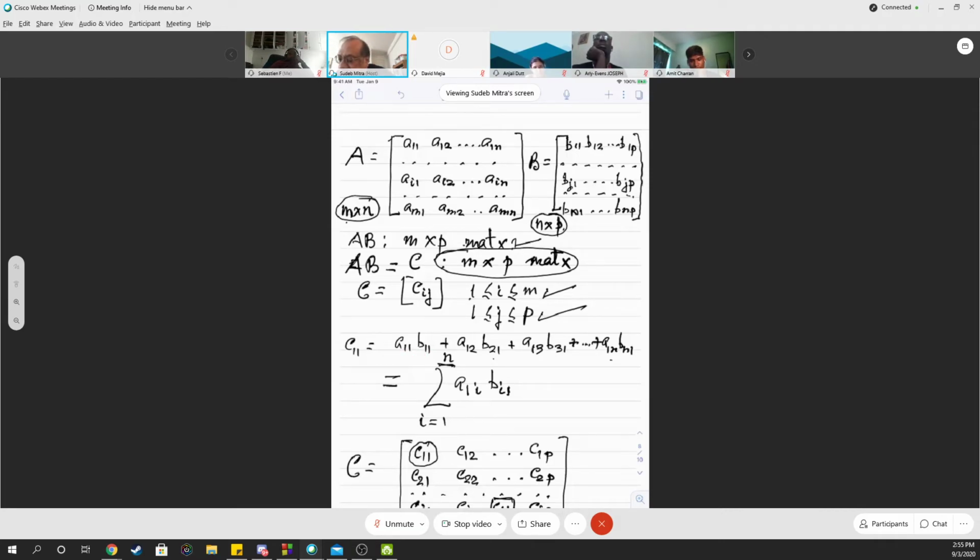So how many indices are there? The second index of 1 and the first index of B. Second index of 2, first index of B. Second index of 3, first index of B. Second index of N, first index of B. They are changing from I to N. This is my C11. It's a sigma summation. A1I, BI1. I goes from 1 to N. Correct?